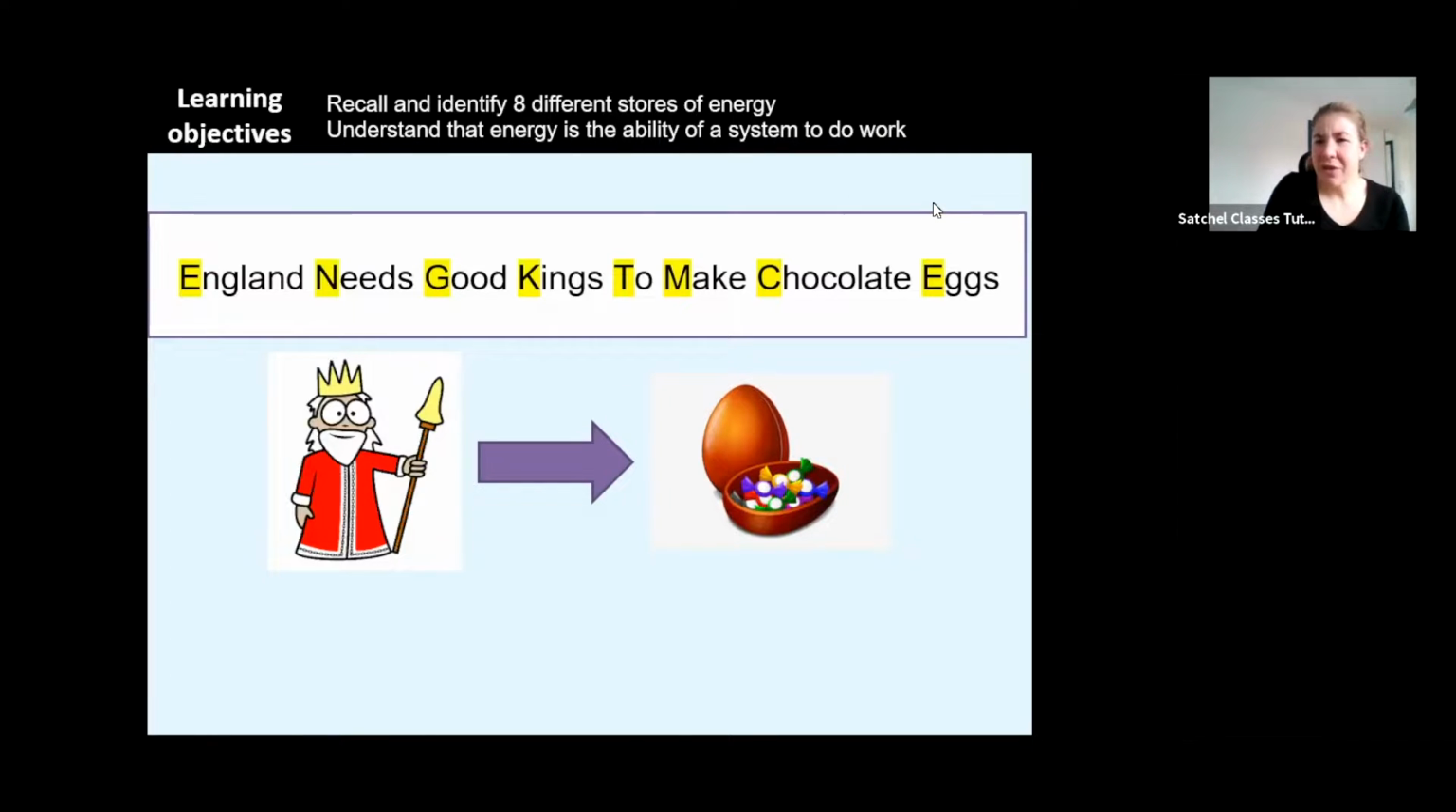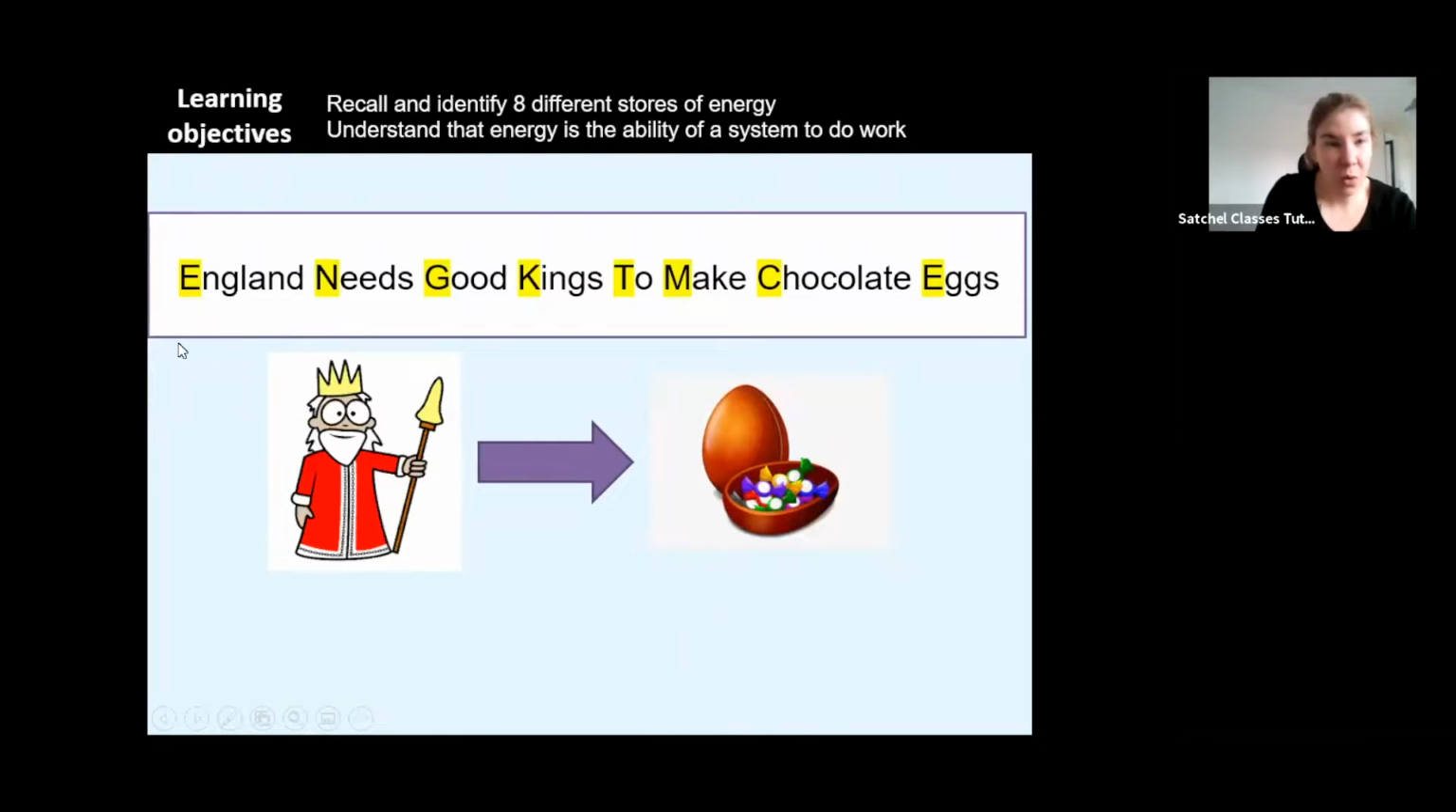And for this, we might need something like what I've got on the screen. So this is a mnemonic, okay? It's basically just a saying that helps us remember. You know how Richard of York gave battle in vain might help you remember all the different colours in a prism, in white light, which is broken up by a prism. So this is a specific mnemonic for energy stores. Yeah, England needs good kings to make chocolate eggs. Now you can make up your own mnemonic, and of course these can go in any order you want, but this is just one that I think is quite easy to remember. England needs good kings to make chocolate eggs.